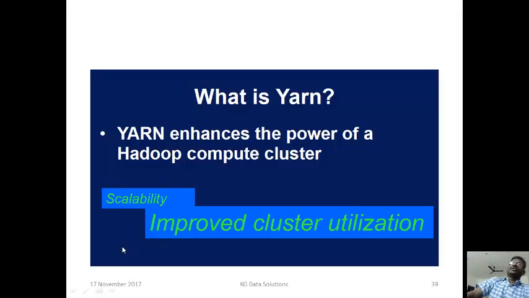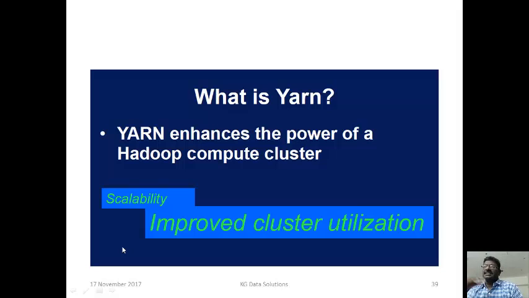So now we go to what is YARN. YARN enhances the power of a Hadoop cluster. So what happened previously? In version 1 we had only MapReduce. It was going well until the cluster became a huge success, and the data kept on increasing.